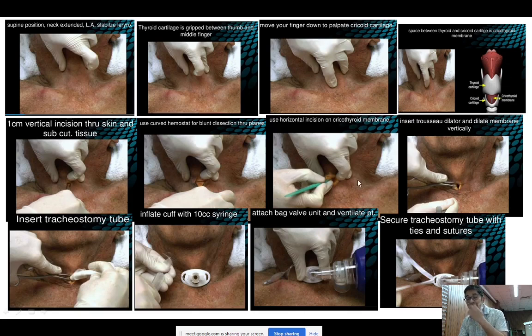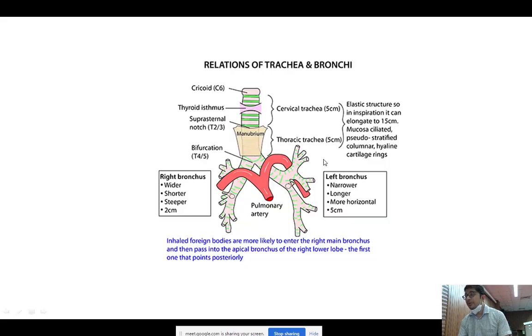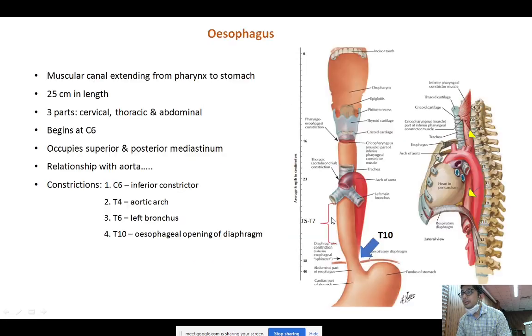I'm just showing you the procedure to know what are the clinical implications of the anterior relations of the trachea. We are not just studying it just like that. There are many implications for it which will be used by you later on. These are just a picture. I think we know all those things by now.